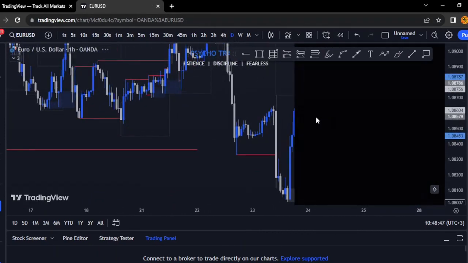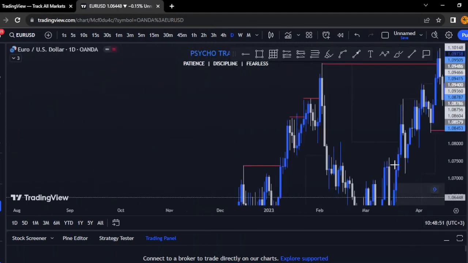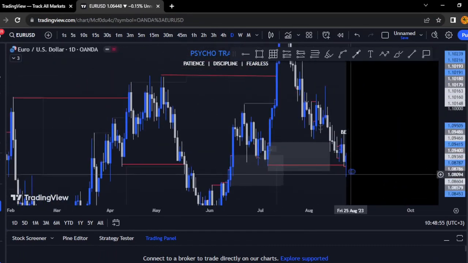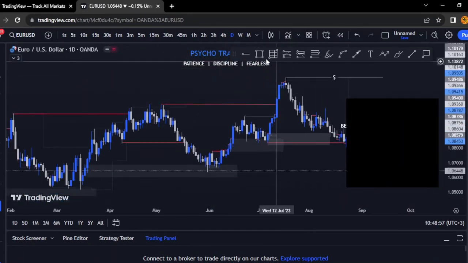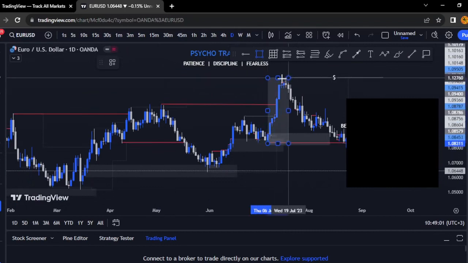I'm still showing you how we use this 3-box. So going back to where we were at, at this moment my first box was right here. The first box, the impulse, as you guys are seeing. Let's make this yellow.